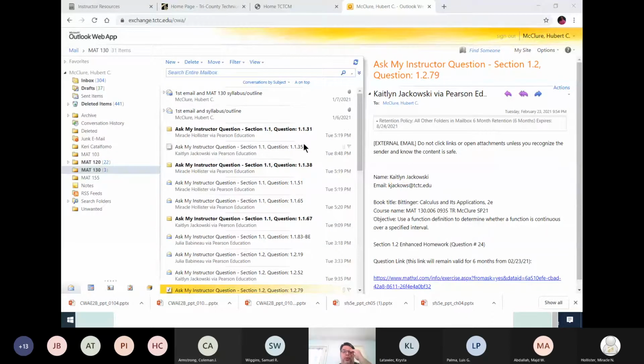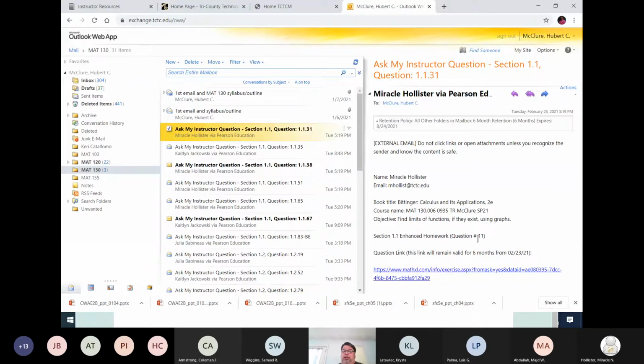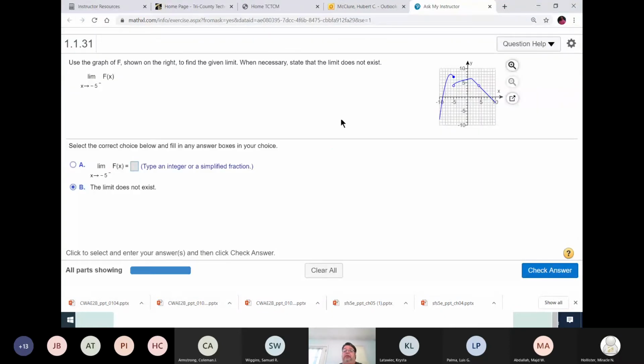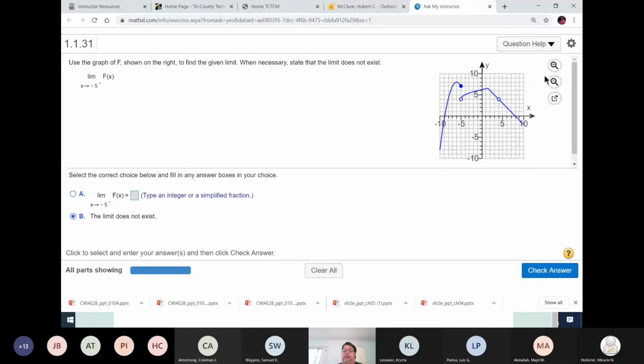This is 1.1, 31/11. Number 31 in the book, number 11 online homework on 1.1. First of all, is it a test question? I don't have any idea because I haven't looked at it. It could be a test question because this is a graphic representation. I'm going to blow it up a little bit.